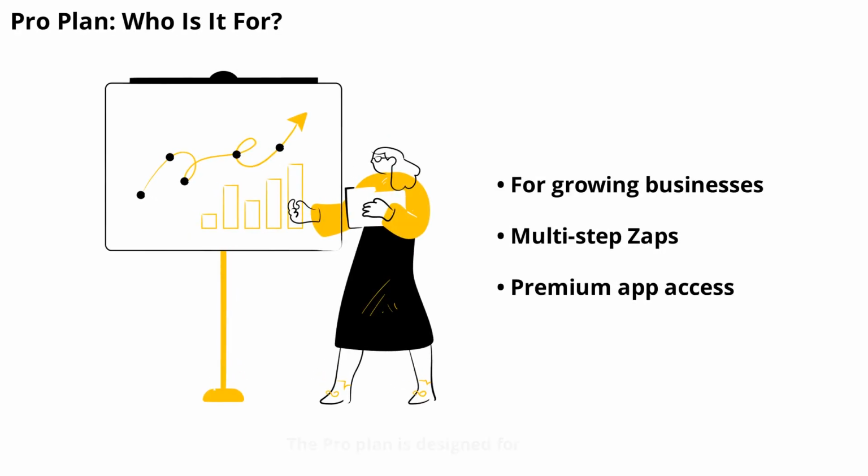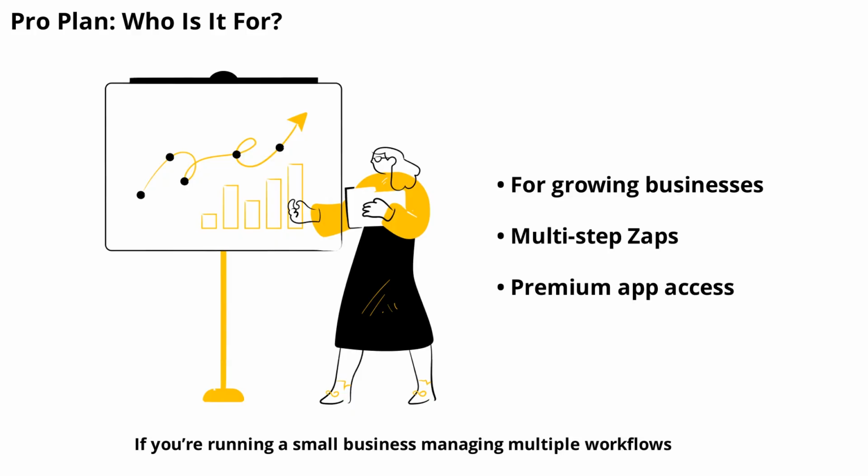The Pro plan is designed for users who need more power and flexibility. If you're running a small business, managing multiple workflows, or need to automate more complex processes, the Pro plan is a great fit. It's also suitable for teams that require premium app integrations, multi-step Zaps, and advanced features like filters and paths. Let's see what the Pro plan brings to the table.